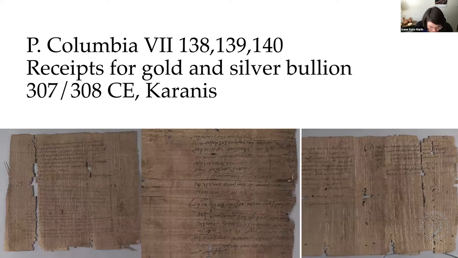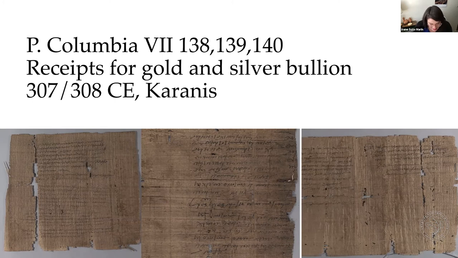There is, in fact, papyrological evidence from Egypt that clearly points to a shortage of silver and gold bullion for state needs during the first quarter of the 4th century. Columbia 7, texts 138, 139, and 140, dated to 307 and 308, are receipts for gold and silver bullion from Karanis, which form part of the archive of Aurelius Isidorus.